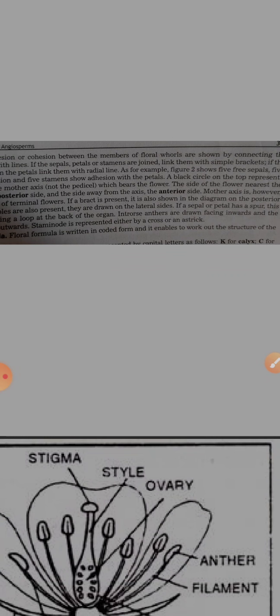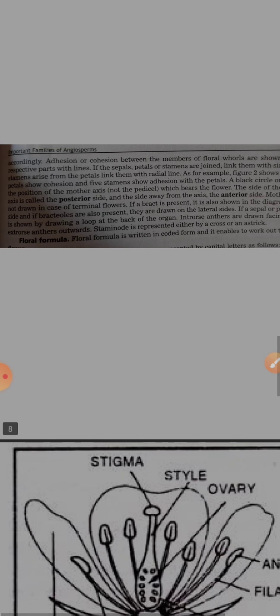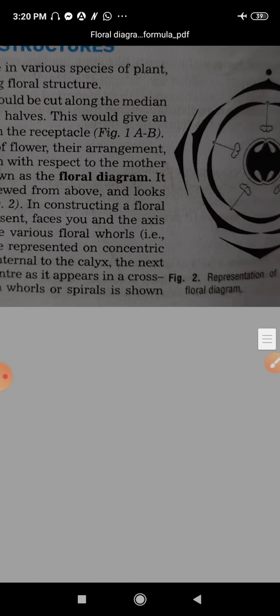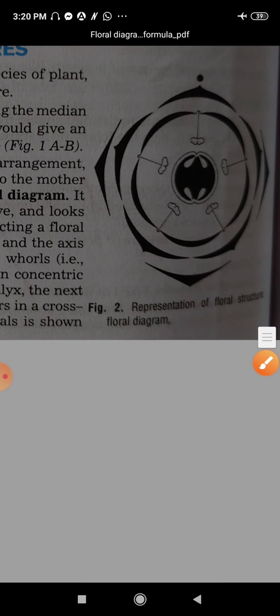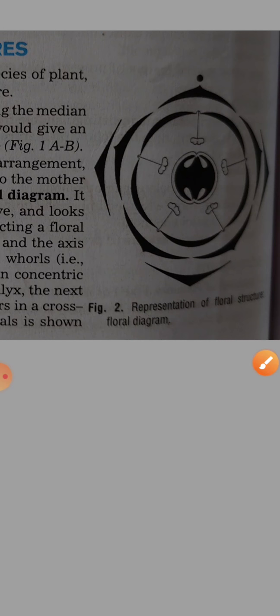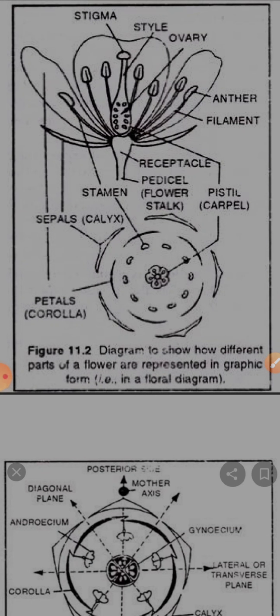Then I told you the side of the flower nearest the axis is known as the posterior side, and the side away from the axis is the anterior side. That means again here in this floral diagram, here is the axis, so this is the posterior end, and here this is the anterior end of the diagram. We move on to the next figure, where again you can easily study the floral parts.